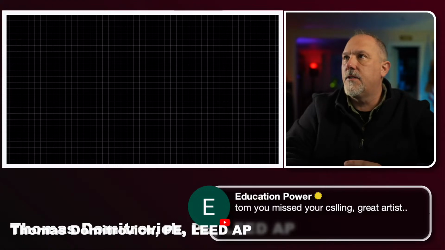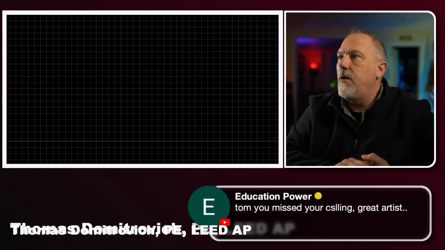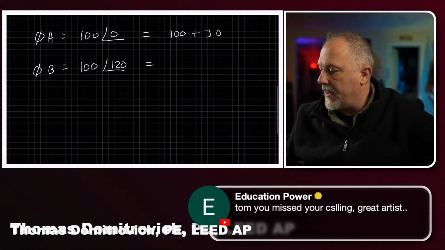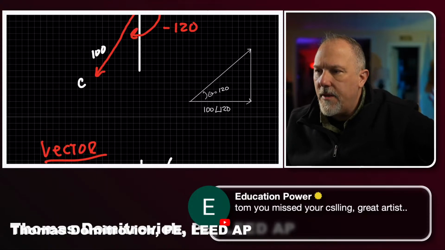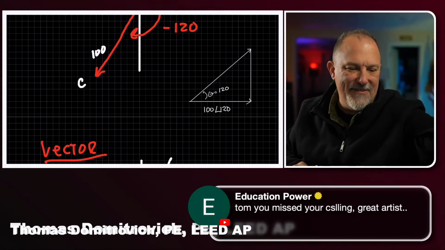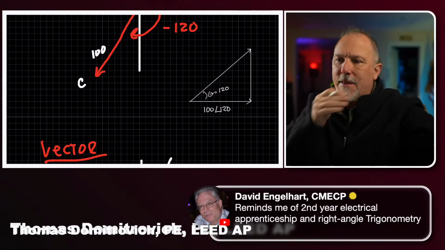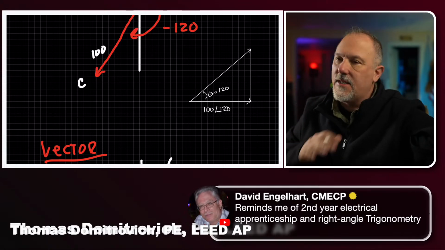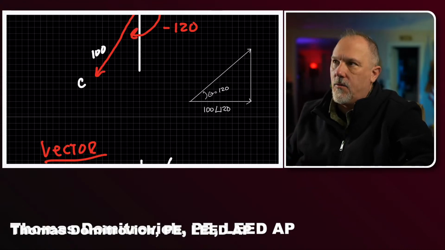I'm going to move this over here so that I'm not looking that way for you. All right, so what we know is that if I think about a triangle, it's the right angle from the second year electrical apprentice. That's what this is. It's all trigonometry.